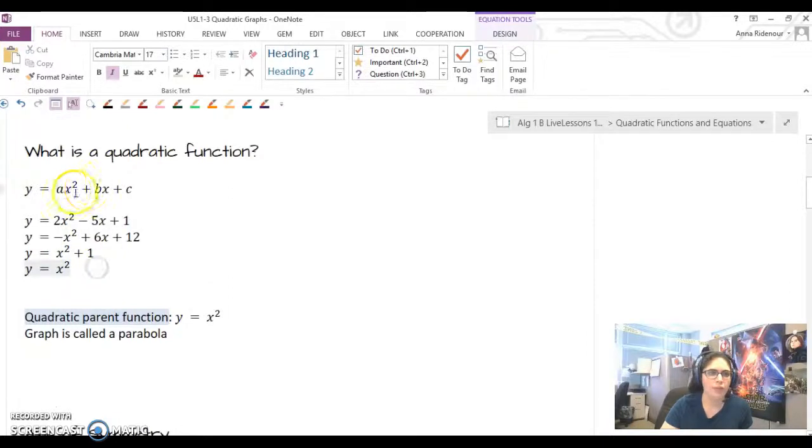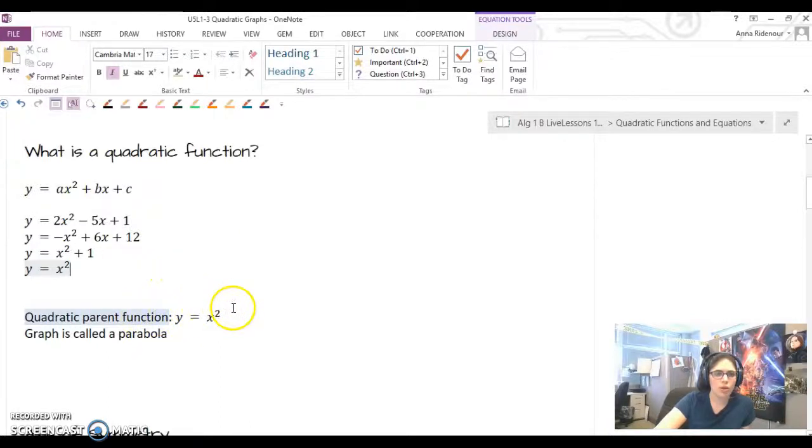You might have something in front of the x squared. You might be adding some coefficient times x. You might be adding a constant. But all of these examples are examples of quadratic functions. So these first two are quadratic trinomials. This third one is a quadratic binomial. And this last one is a quadratic monomial because there's only one term.